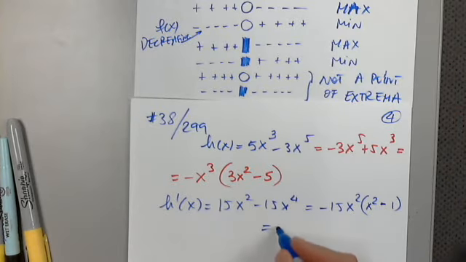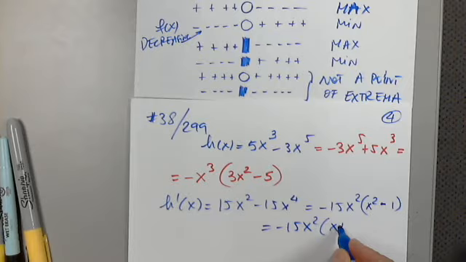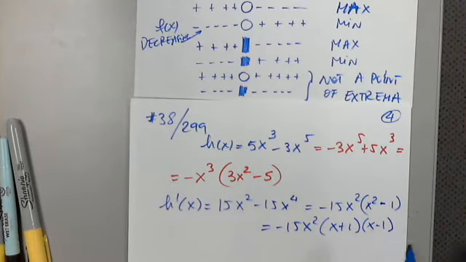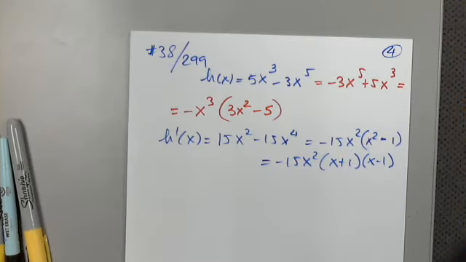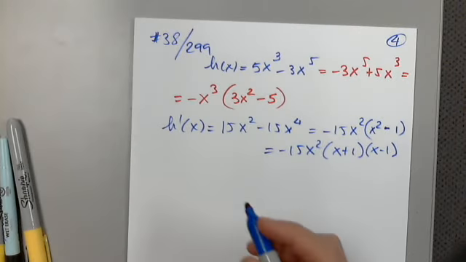Continue factoring. Negative 15x squared, x plus 1, x minus 1. So far, nothing new, really. We just rearranged the function. We found its derivative, and we are getting ready to find the critical numbers. So let's figure that out.